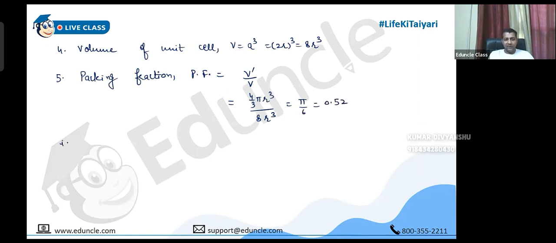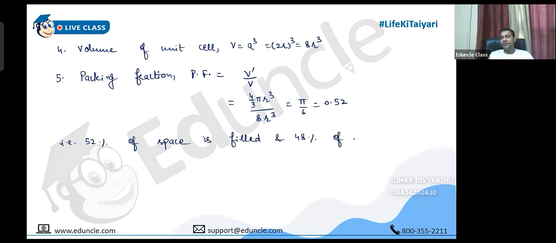It means 52% of the space is filled and 48% of space is empty. Can I say this? Yes, sir. So it means this simple cubic arrangement is not an efficient way of placing the atoms because almost half of the space is empty. Means we are not making proper use of the space available to us. We could have accommodated more number of atoms. Clear?